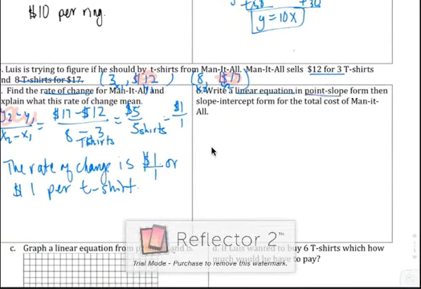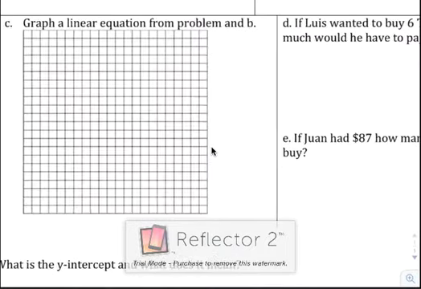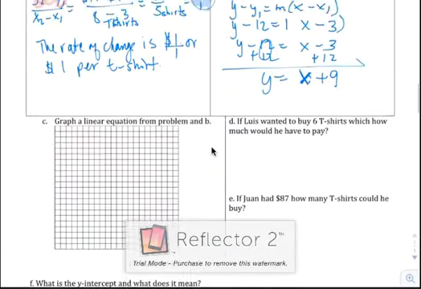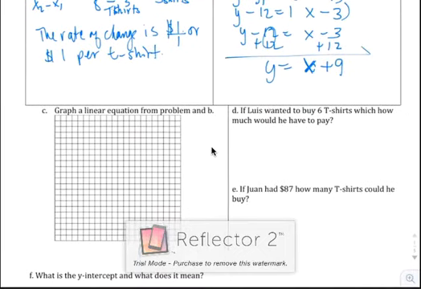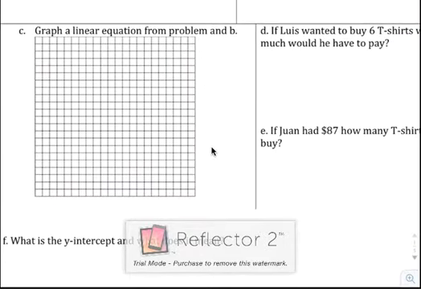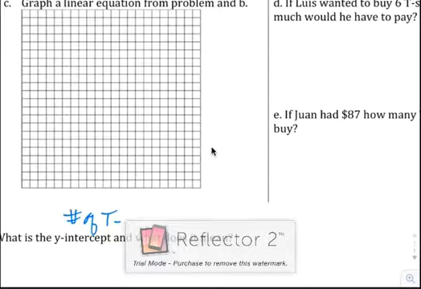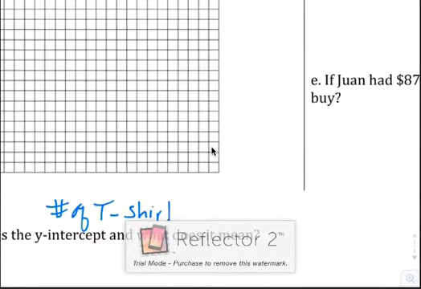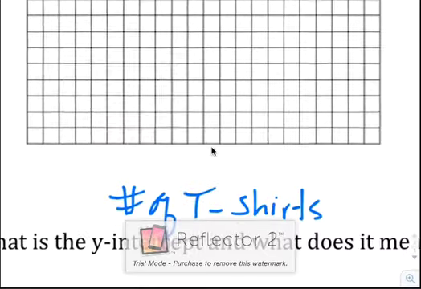Okay, graph the linear equation in problem B. y equals x plus 9. Well, okay, what does x represent? It's the number of t-shirts. Okay, we don't need negative numbers because we don't have negative t-shirts, right? So we're going to only use positive numbers. So we're going to start with 0 here.